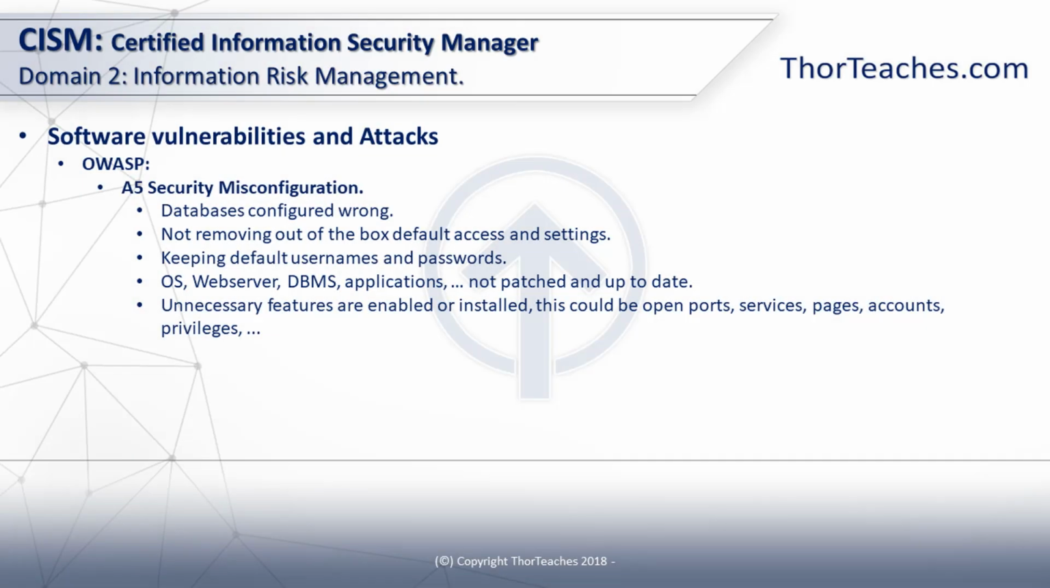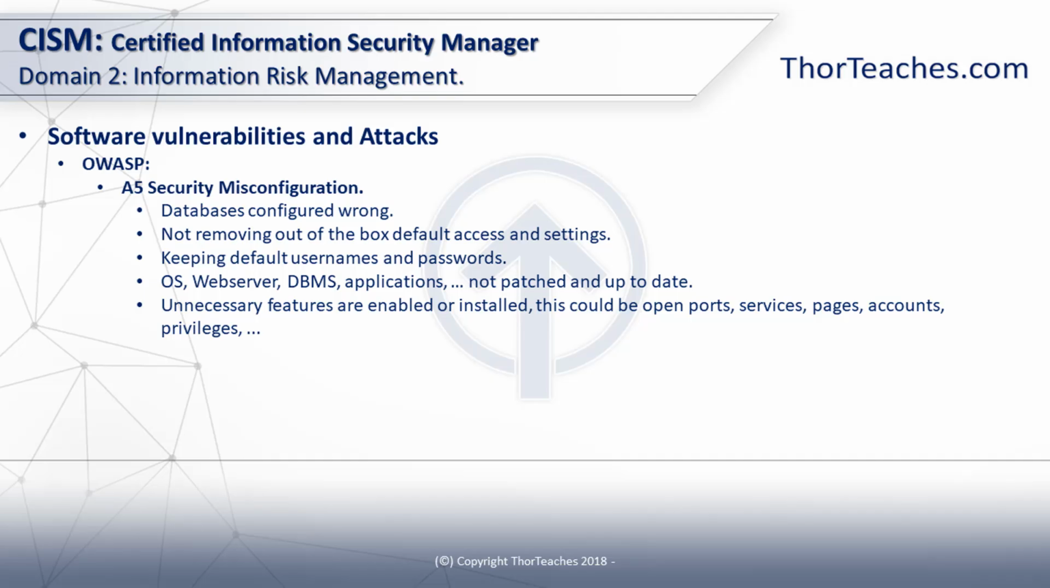A5, security misconfiguration, covers some of the vulnerabilities that in most cases we can fix with vulnerability scans. If we have a misconfigured database, that might not be noticed, but the scan should at least detect the default passwords, the default usernames, and the default settings that a system would come with. It in most cases would also detect if the operating system, the web server, the database management, or any of the applications are not patched and not up to date. And it probably also would detect if we have any features enabled that really don't need to be.